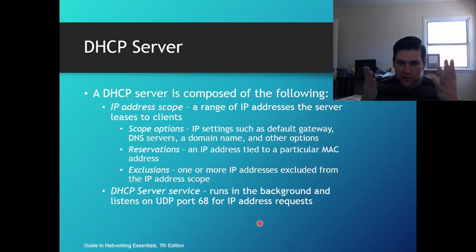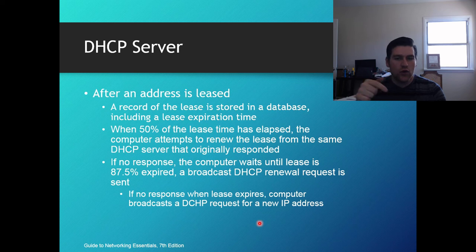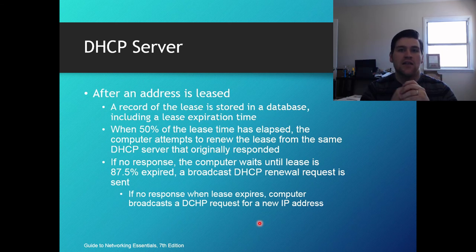So after an address is leased, a record is stored in a database, okay, with a lease expiration time. This is stored both on the client end and on the server end. So the client is keeping track at the same rate that the server is keeping track. This is actually measured in seconds, right? So it's a countdown clock, essentially, that says when the lease was assigned and how long it's good for. So when a response comes in, it'll tell this was assigned at this time, it's good until this time.